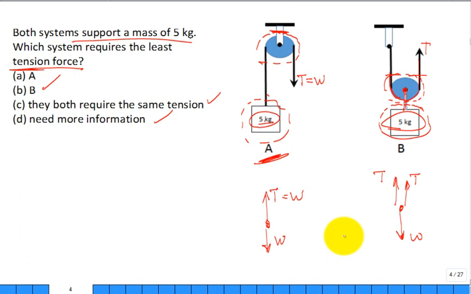So if I do the sum of the forces in the Y equal to 0, this one was so easy. It was sum of the forces in the Y equal to 0, and I concluded that the tension force in the cable is equal to the weight. Here I conclude that 2 times the tension in the cable is equal to the weight, or the tension in the cable is half the weight. Half the weight.